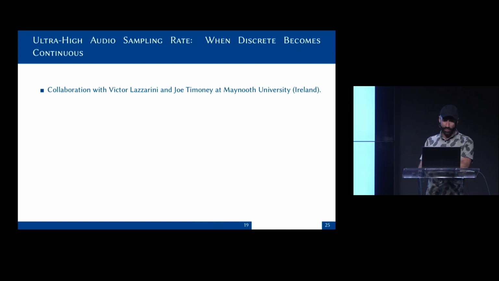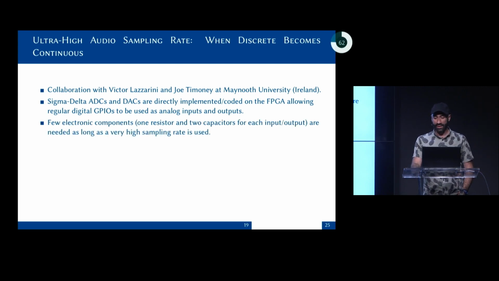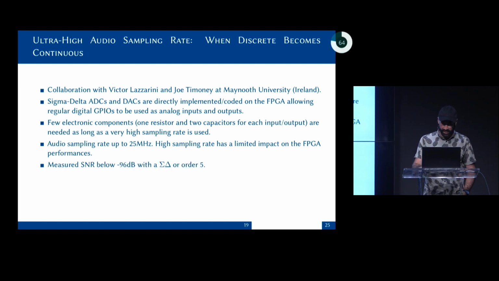Another project that we have is around ultra-high audio sampling rates. This is a project that we do with Victor Lazzarini and Joe Timoney at Maynooth University in Ireland. The whole idea is to be able to do audio at more than 25 megahertz in terms of audio sampling rates, which opens the doors for lowering aliasing or doing all sorts of things in the way you approach audio DSP. Currently, we have a fifth order sigma delta DAC running on the FPGA, so this is already kind of working.